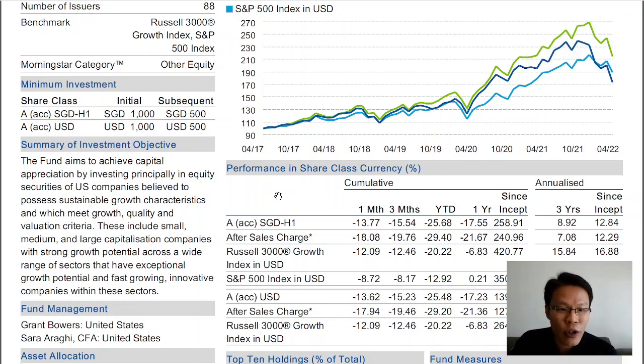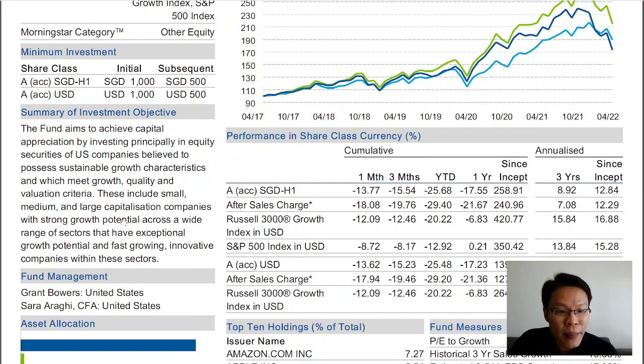The fund aims to achieve capital appreciation by investing primarily in equities, securities of US companies believed to possess sustainable growth characteristics and which meet growth, quality and valuation criteria. So in a nutshell, it means that the objective of this fund is purely for capital appreciation.